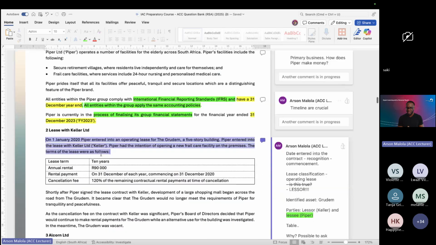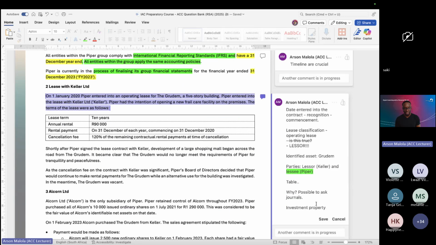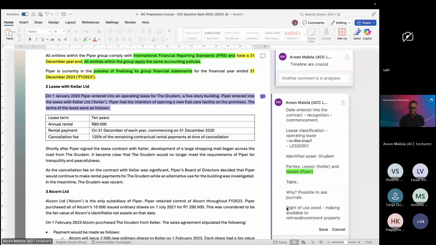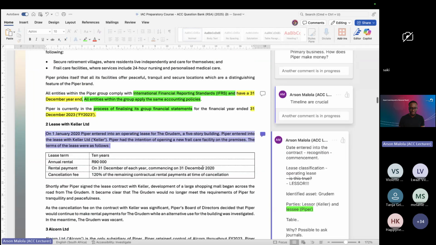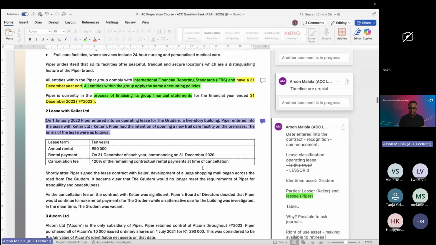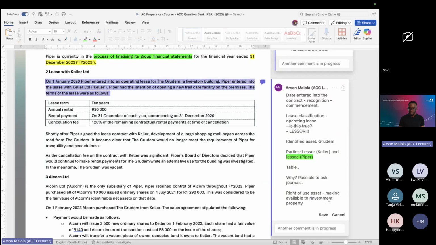Cool. So the investment property. Okay, so now we've got the investment property here. So we've leased in, so we have this right of use asset that we are then making available to retirees. It is retirees, eh? Frail care is people that need frail care. Yeah, I'll just say available to people that require frail care.